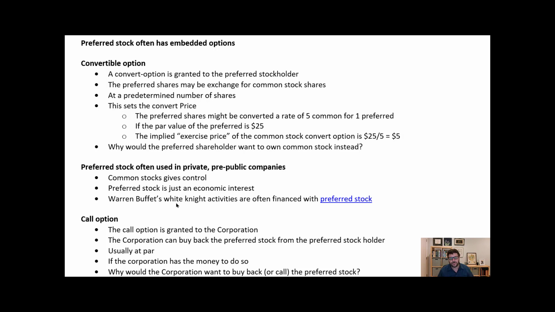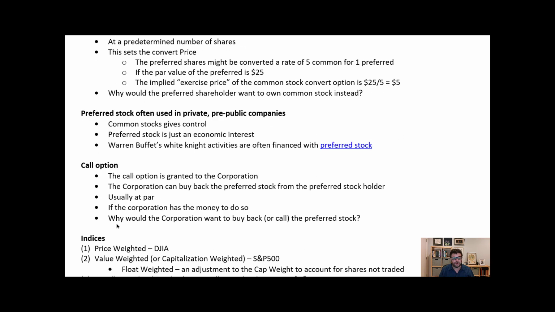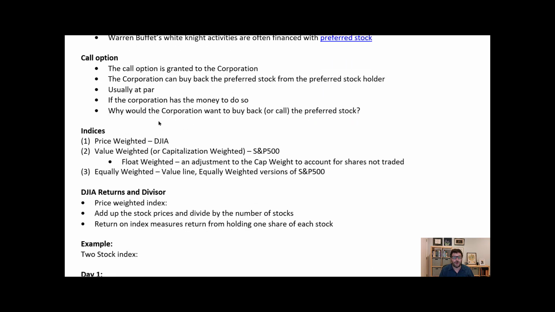But as soon as I'm back on my feet, I want to stop paying Warren Buffett so that I can pay my regular shareholders a dividend. And so in this particular case, I might add a call option to the preferred stock. And a call option is granted to the corporation. The corporation can buy back the preferred stock from the preferred stock holder, usually at par, once the corporation has the money to do so.